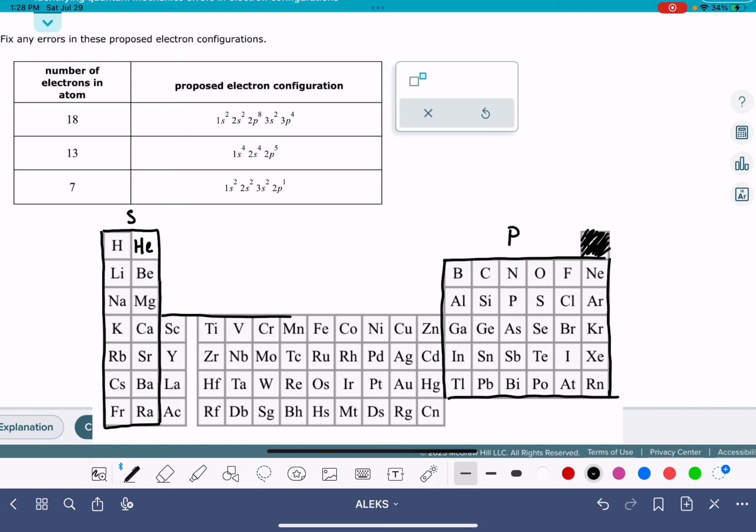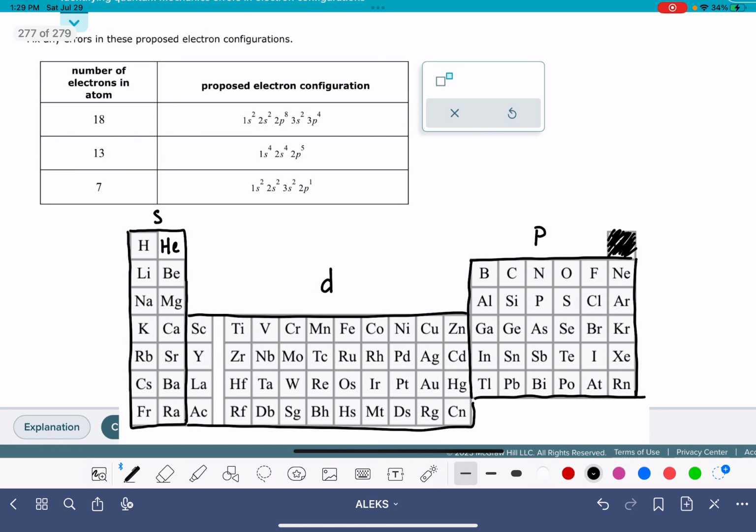And this portion of the periodic table is where we are filling the d orbitals. We call it the d block. There's also an f block, but I don't think that comes up in any of these particular problems. One last thing: the principal quantum number, so the 1 in 1s2 or the 3 in 3p4, corresponds to the row number or the period number on the periodic table. So I'll fill that in.